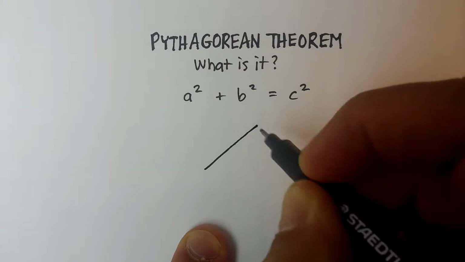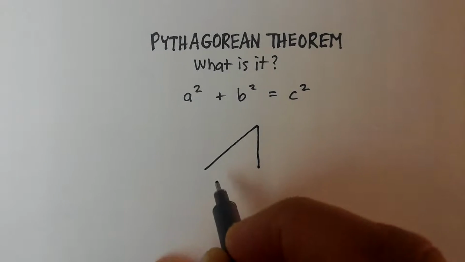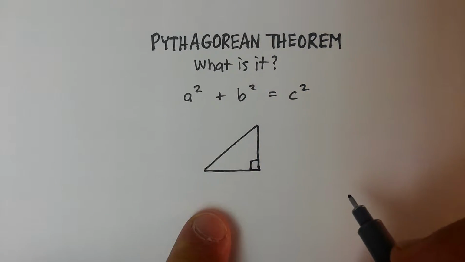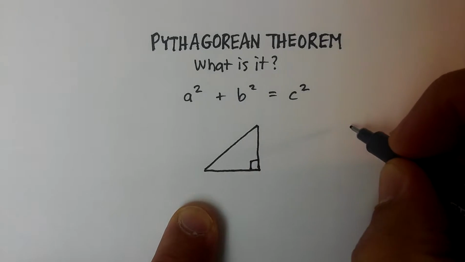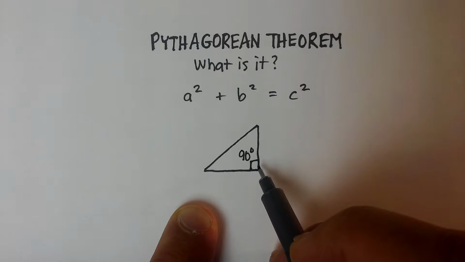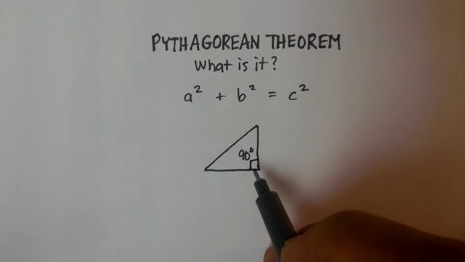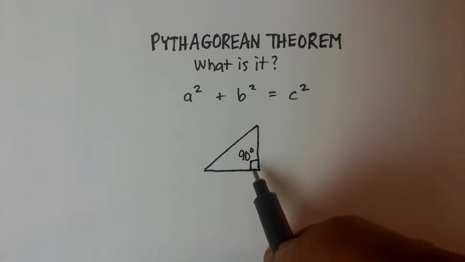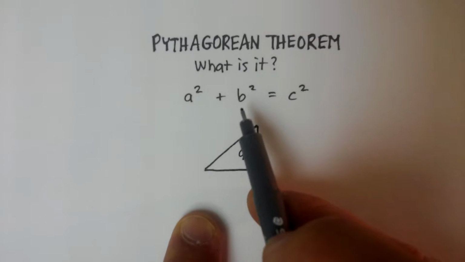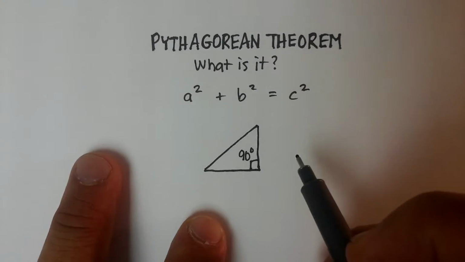Remember that the Pythagorean Theorem is only useful for what they call right triangles, right? And remember that a right triangle has to have a 90-degree angle in it. This little square box in the triangle indicates that this is a right triangle, okay? But where do the a squared, the b squared, and the c squared come from?